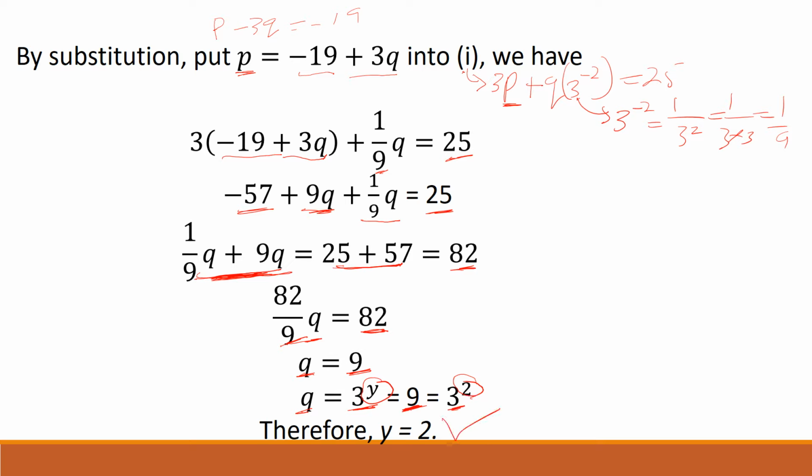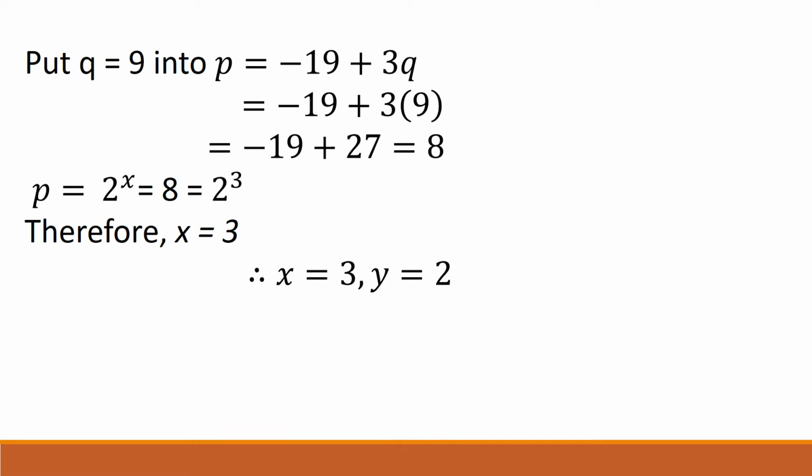Now that we know our y, let's find what x is. Okay, to find x, what we do is simply put 9 in place of q. So in any of the equations, but I choose to do it where I already have p as the subject. So this is p equals minus 19 plus 3q. So in place of q now I'll put 9. Okay, open the bracket and I have minus 19 plus 27. Do the arithmetic and I have it to be equal to 8. Okay, so that means that our p is equal to 8.